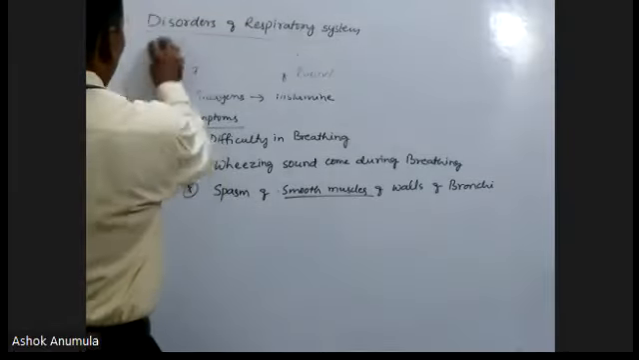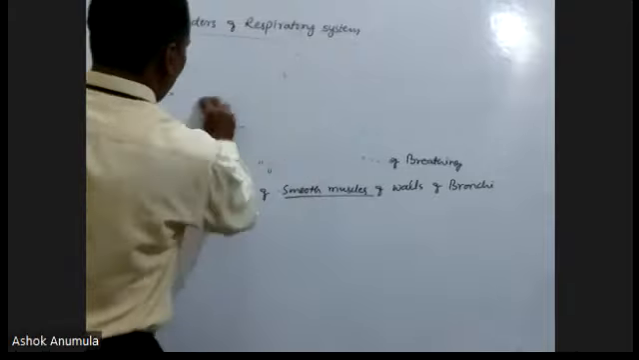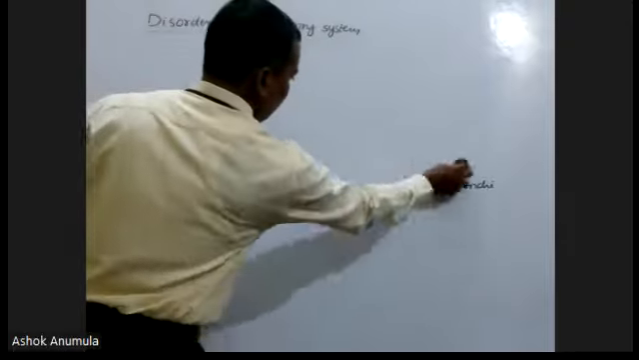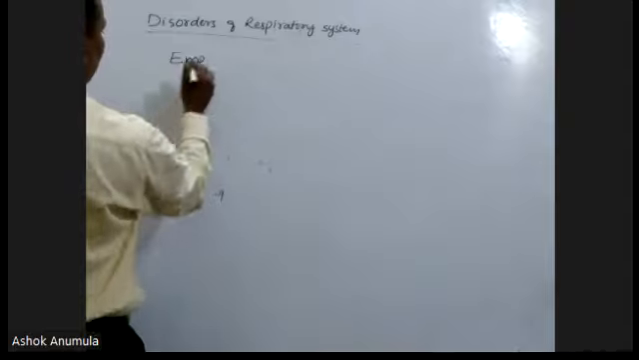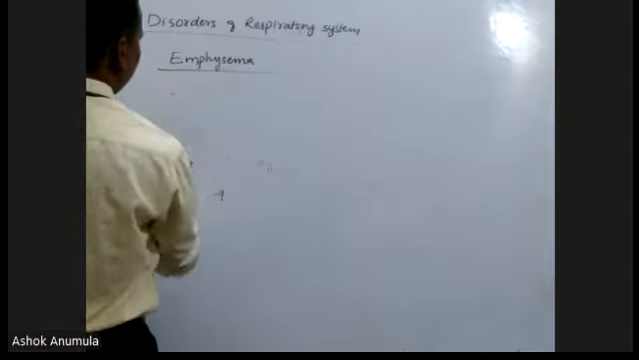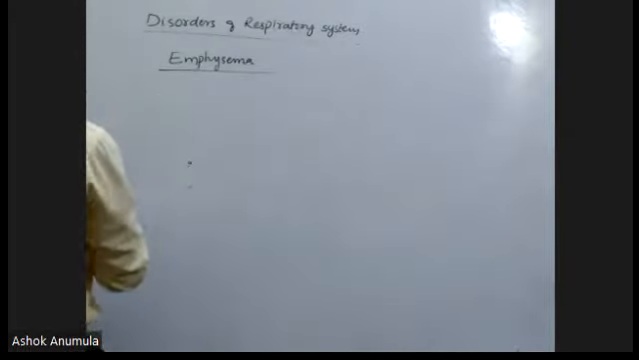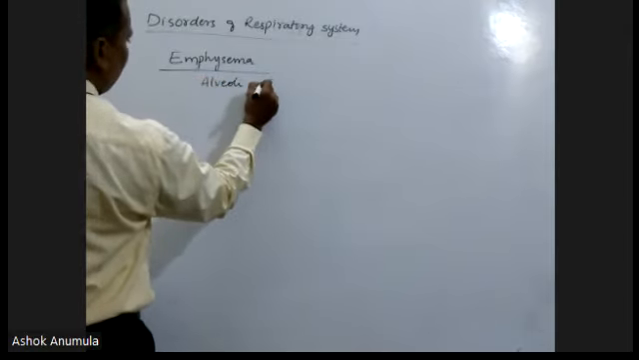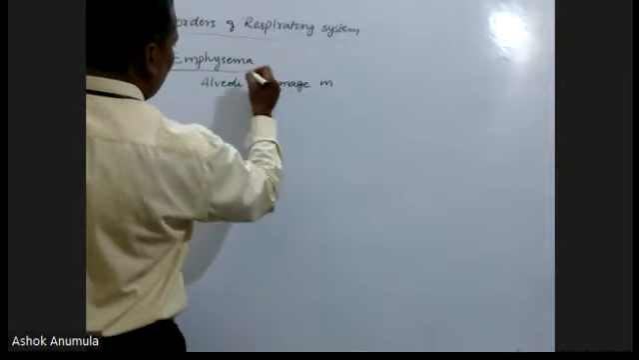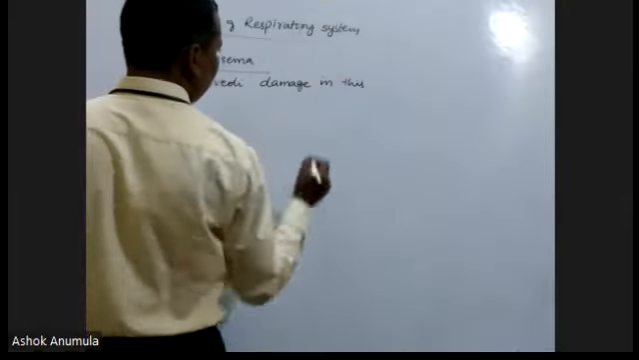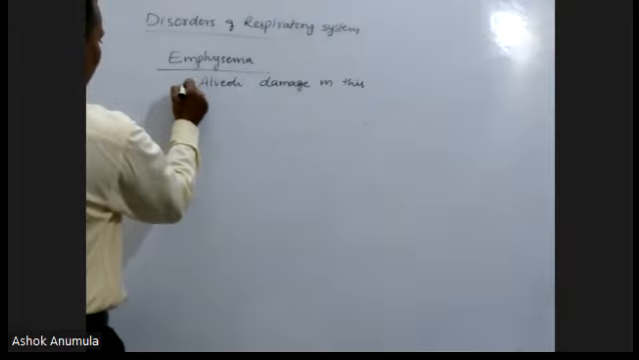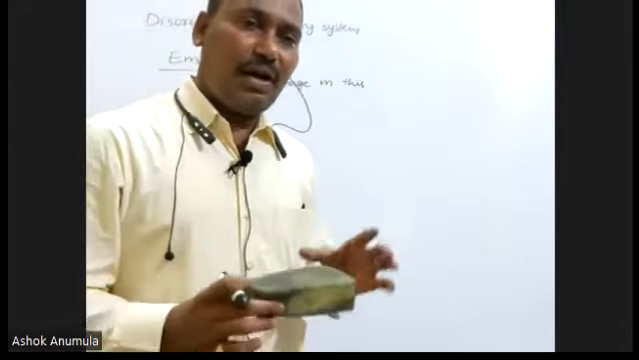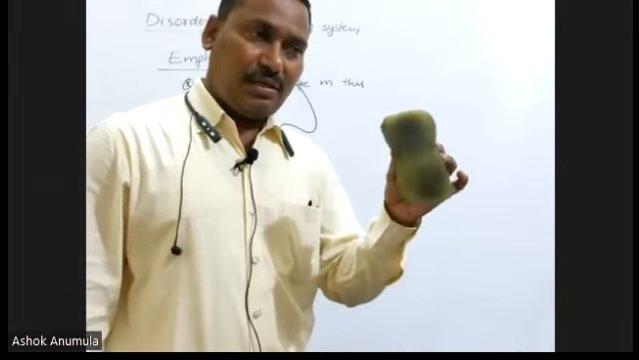Yes, sir. Children, now we have to discuss emphysema. In emphysema, there is alveoli damage. In this disease the lungs are going to be damaged. Generally the alveoli are very soft and spongy. Here you can take a sponge. It is very soft. Our alveoli also have this softness and sponginess.